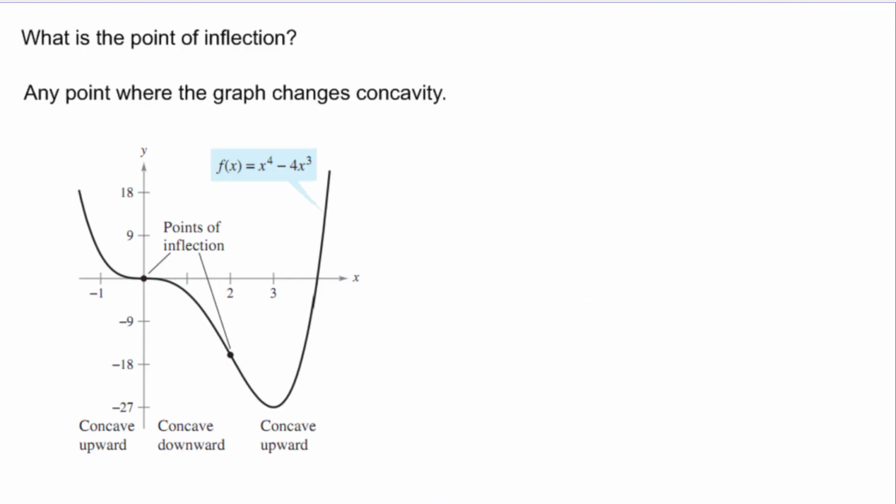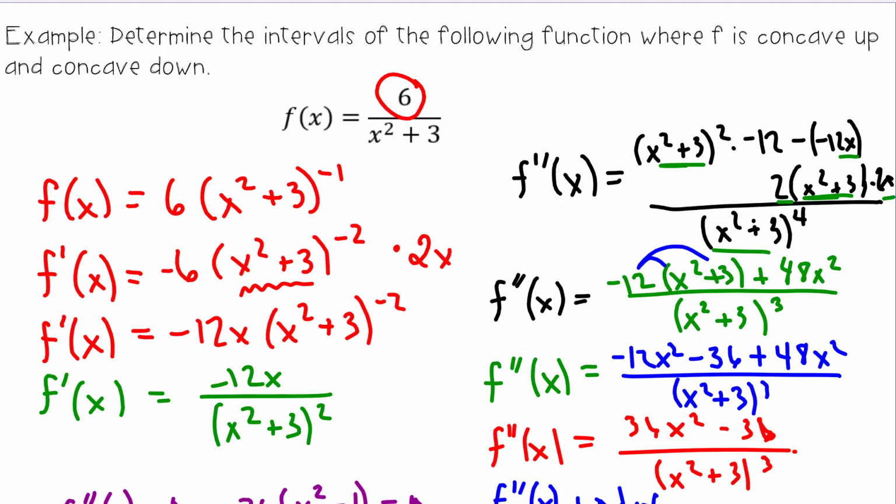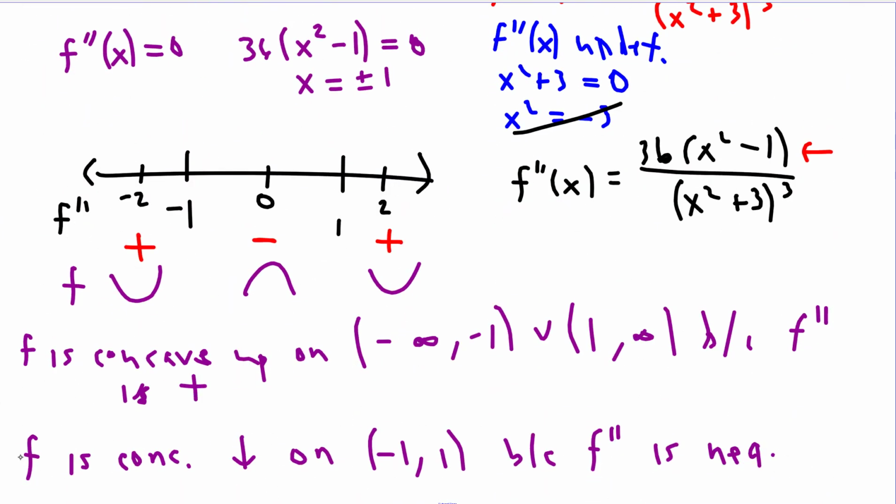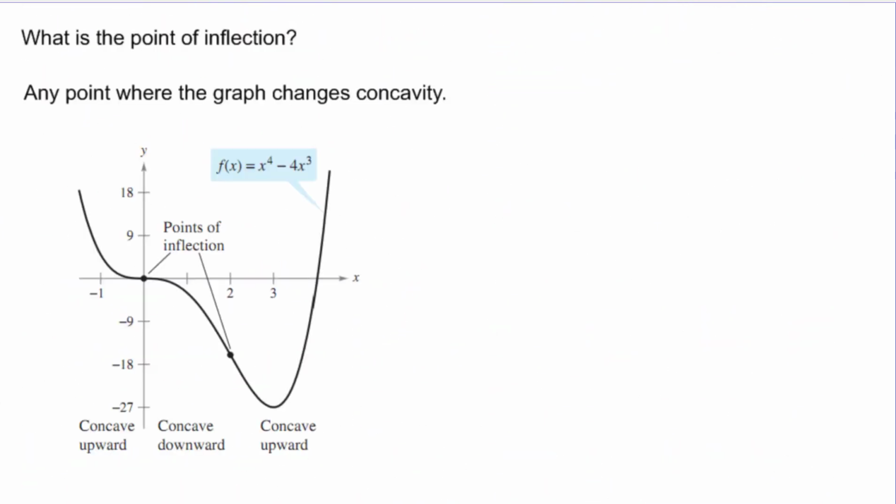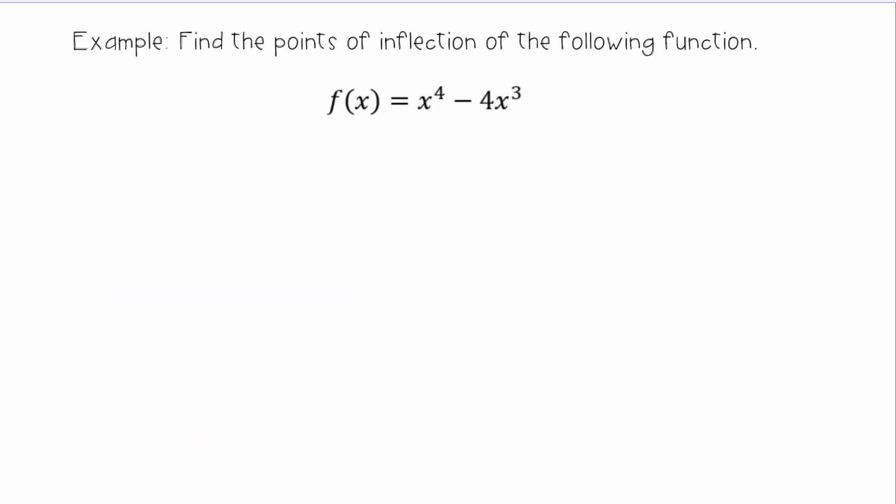Okay, so that leads us to what is a point of inflection, and a point of inflection just happens anytime the graph changes concavity. So if I were looking at that last problem, the graph changed concavity 2 times. It changed concavity at negative 1 and at 1, so there would be points of inflection at negative 1 and at 1. So we're going to look at how to find the points of inflection of this function, which will be a little bit easier than the last function.